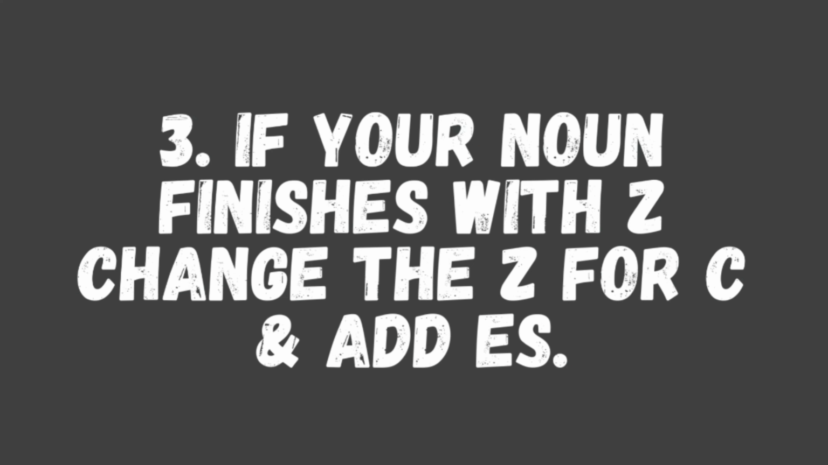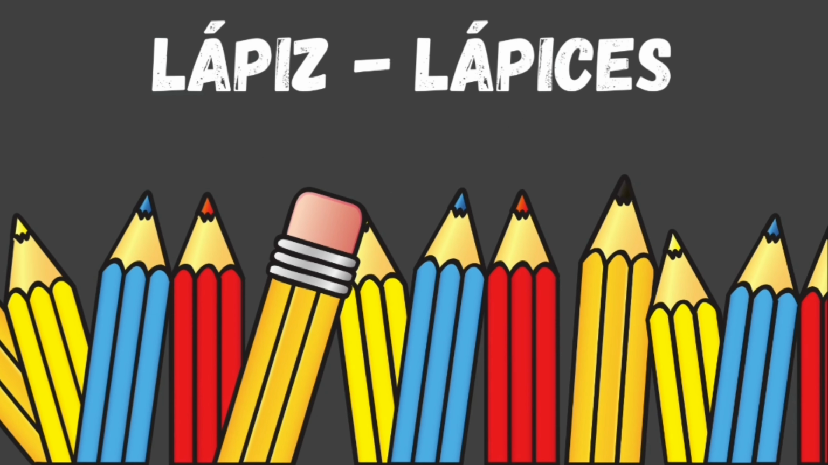And now let's go to the third and the last rule, okay? If your noun finishes with the letter Z, what you have to do is change the letter Z for a letter C and then add ES, okay? Let's see some examples so you will understand it better.